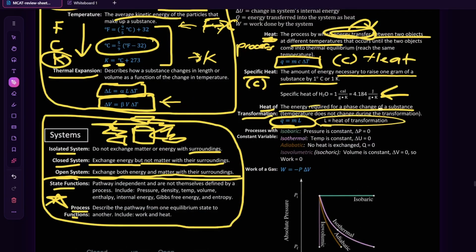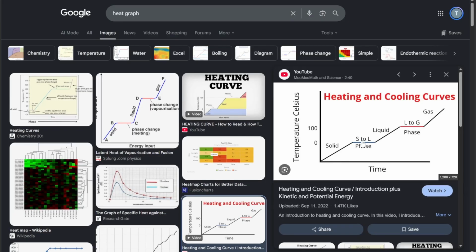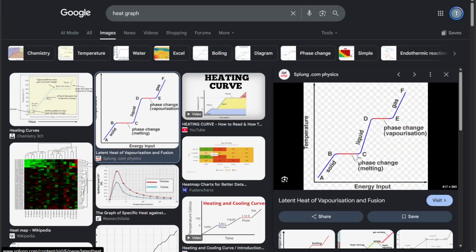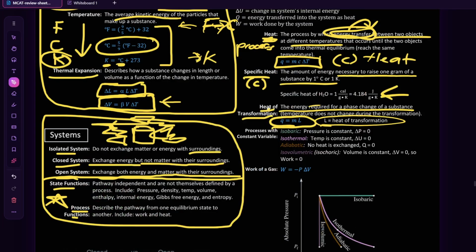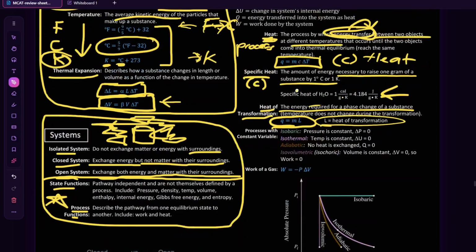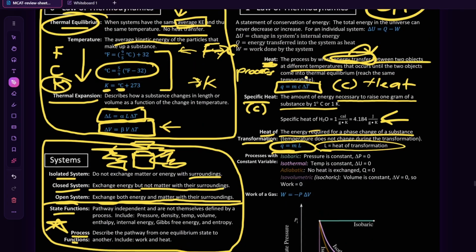So the energy required for phase change of a substance is the heat of transformation. Temperature does not change during transformation, as I showed you. From solid to liquid, for example, we're melting, and the temperature is flat, right? So L is the heat of transformation. It's very similar, but it is different. The heat needed for a phase change is what we're looking at. This is the heat required for a phase change to occur. And this is about heat transfer until something hits thermal equilibrium.